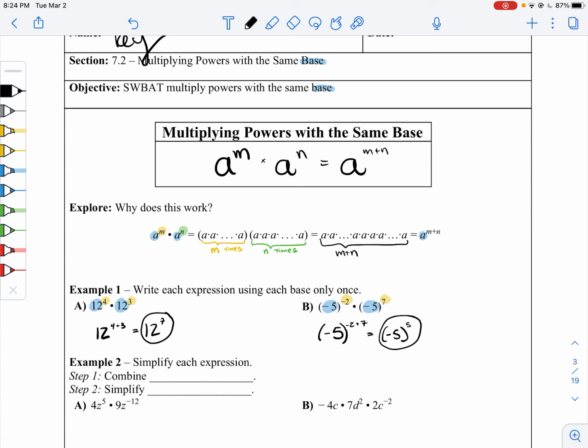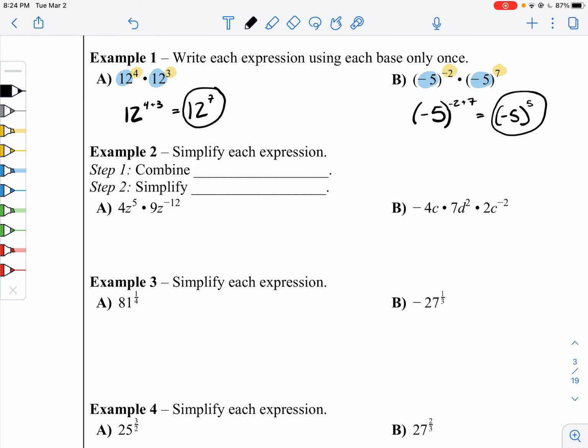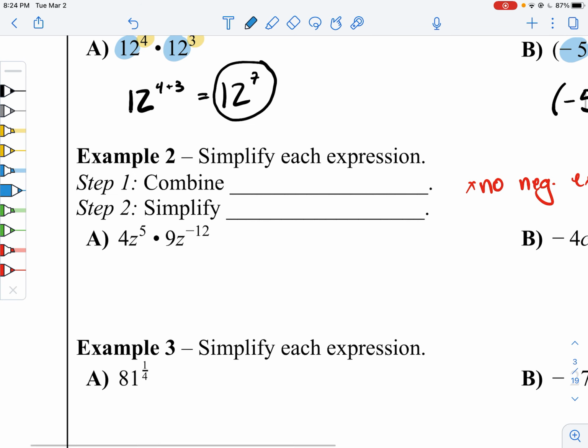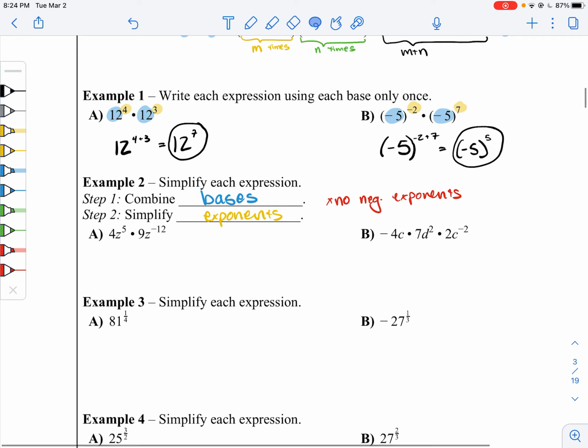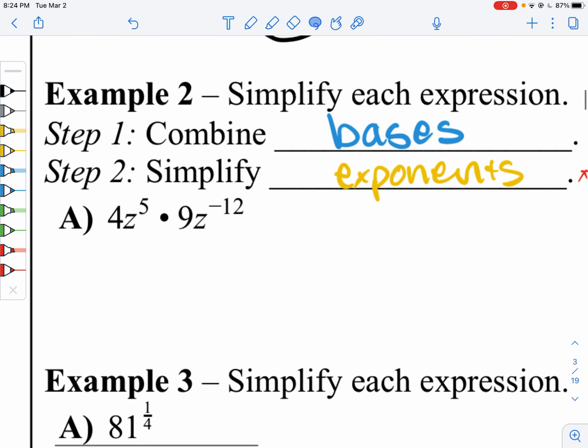Okay. So when we go back to simplifying expressions, remember earlier that to simplify expressions, we cannot have negative exponents. And now I'm giving you guys a new rule. You can have each base only once. So you need to combine your bases. And then from there, you need to simplify your exponents, remembering that we're not allowed to have negative exponents. Not allowed.